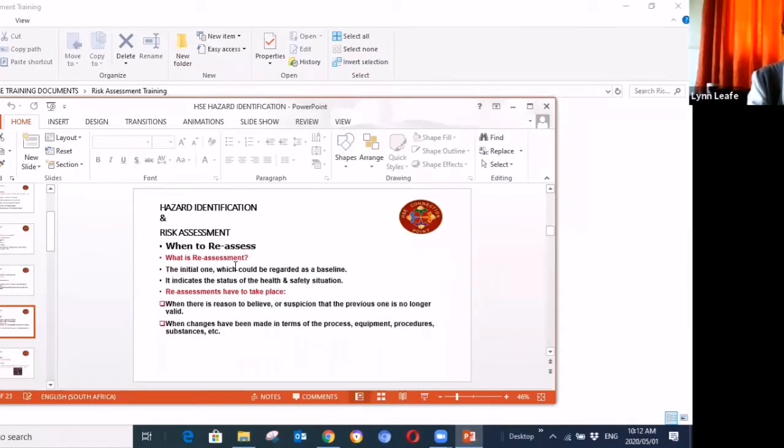When to reassess? What is reassessment? The initial one could be regarded as a baseline. That is when your files are given to you by management, you normally have baseline risk assessments in place. It indicates the status of the health and safety situation. Reassessments have to take place when there is reason to believe or suspicion that the previous one is no longer valid, when changes have been made in terms of the process, equipment, procedures, substances, etc.